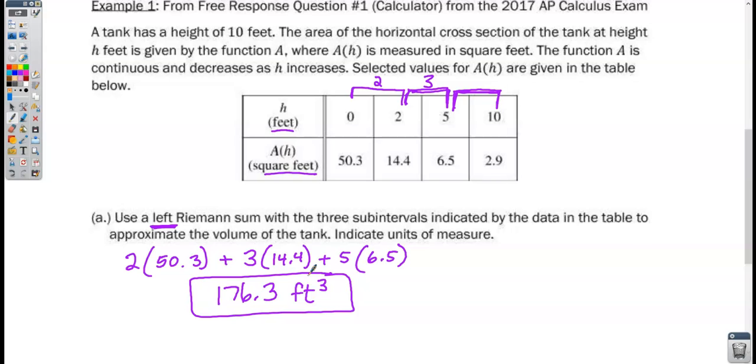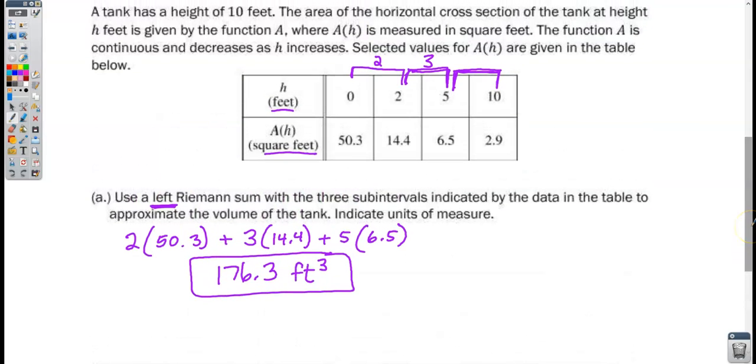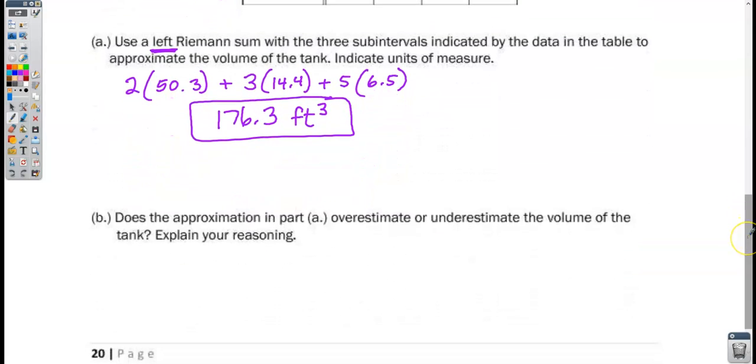All right, part B. Does the approximation in part A overestimate or underestimate the volume of the tank? Explain your reasoning. Well, we're told back here in the stem that the function A decreases. So this is a decreasing function. And if you think about it, when we have a decreasing function, the left endpoint of each interval is going to be the highest. And so the approximation is an overestimate.